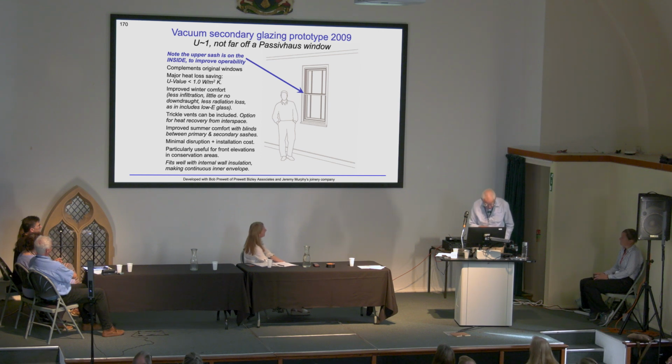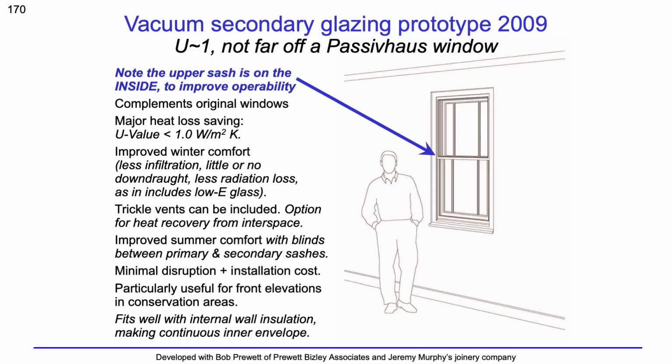There was a report, The 40% House, published in 2004, I think, said, if you can't get the carbon down to 40%, you need to knock it down. And so I started working on ways of making retrofits better than new. And one of them was vacuum secondary glazing. And I worked with Rob Pruitt, who's talking later, to design this timber vacuum secondary glazing.